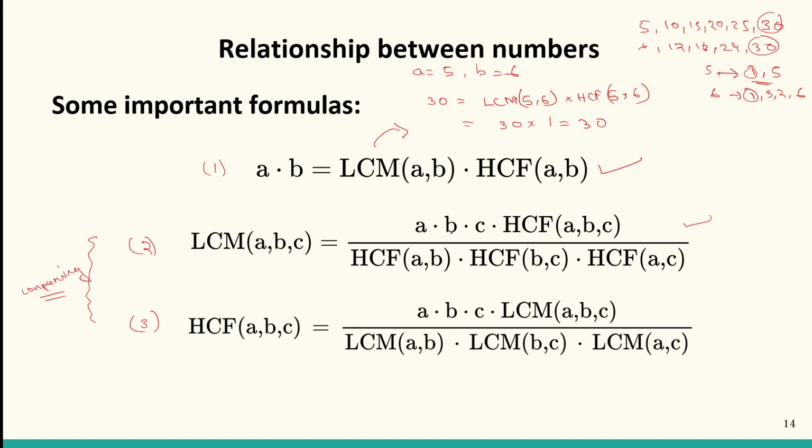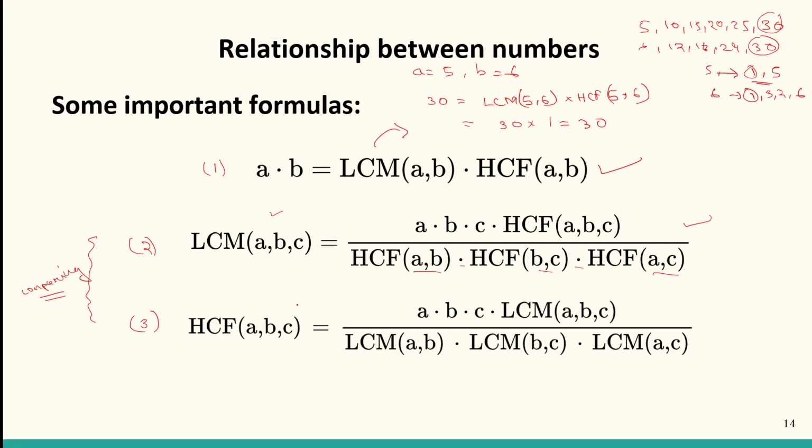So ABC is multiplied in the numerator, and with that we multiply the HCF of A, B and C. You want to find the LCM of ABC, and what you do is you give ABC to the numerator and multiply it with the HCF of ABC. And in the denominator, you find out the HCF of any two, so that all the three possibilities are covered, and multiply them together. That is, you find HCF of AB, then HCF of BC and HCF of AC, and multiply them. Then you find the LCM of ABC.